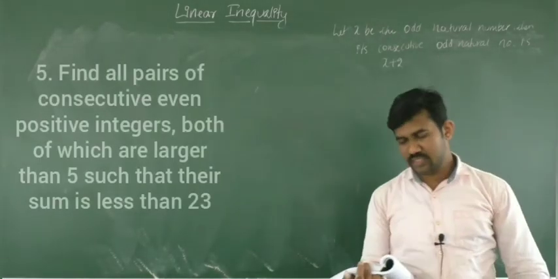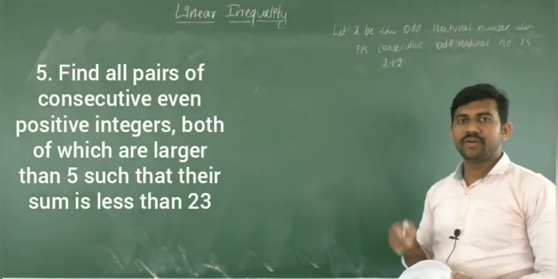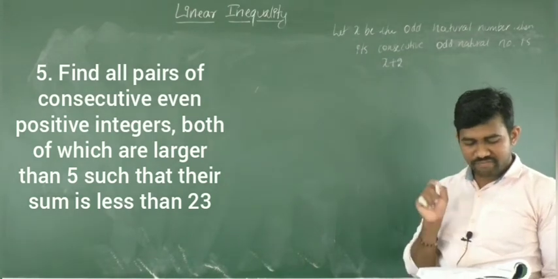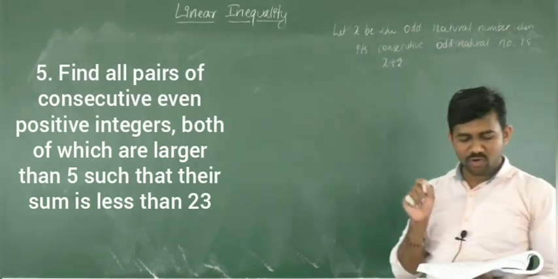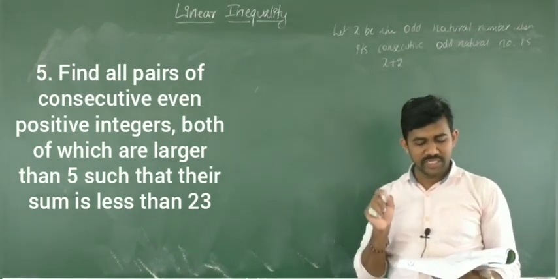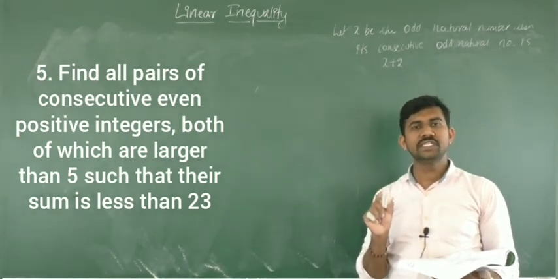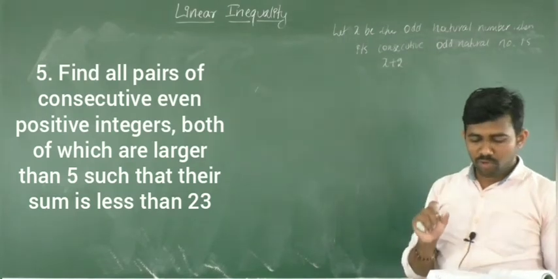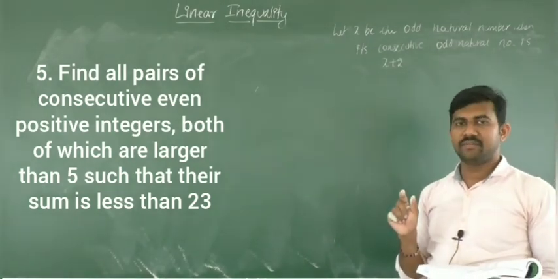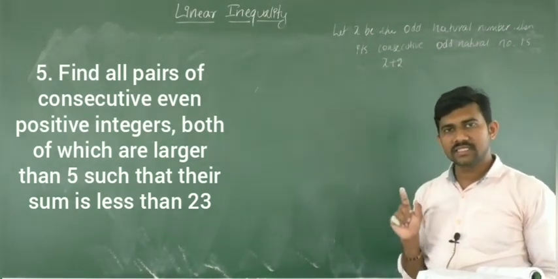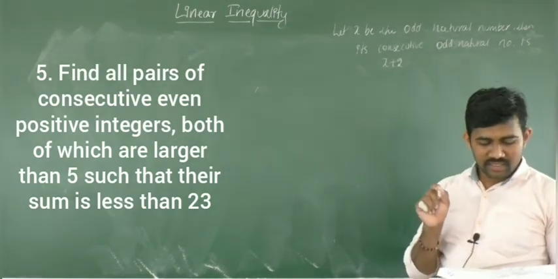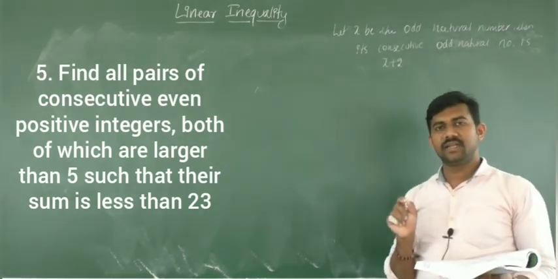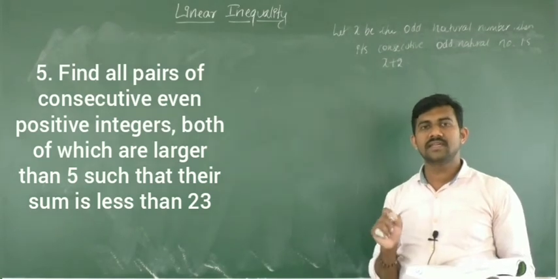So what is the next question? See, they ask the same type as your previous question here. Find all the pairs of consecutive even positive integers, both of which are larger than 5, and their sum is less than 23. Even positive integers are the same as even natural numbers. Both numbers are larger than 5 and their sum is less than 23.